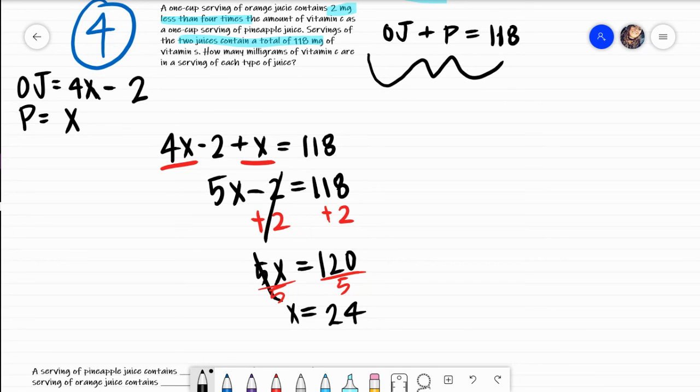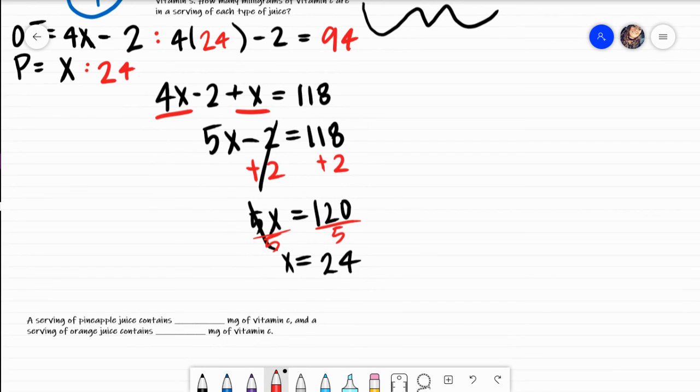So what was my x? Well, my x was my pineapple juice, right? Now, the way I'm going to solve for my orange juice is I have 4 times the x that I found minus 2. And if you actually put that into your calculator, 4 parenthesis 24 close parenthesis, and then just minus 2, what you get is 94. So right here, my pineapple juice is 24 and my orange juice is 94. And those are milligrams of vitamin C.